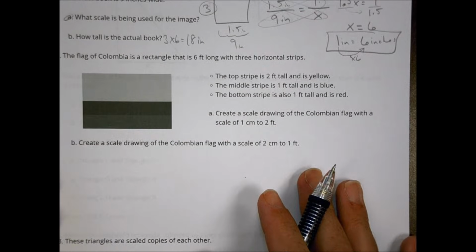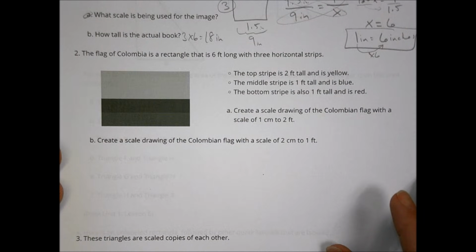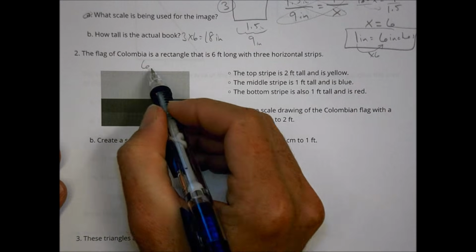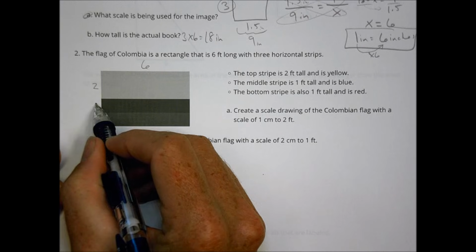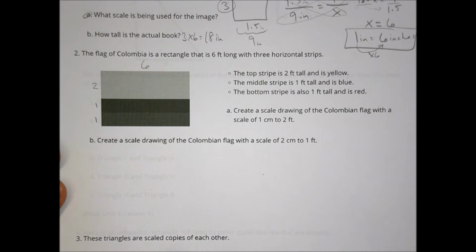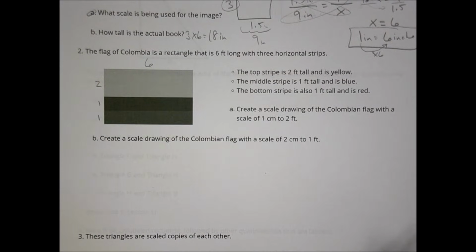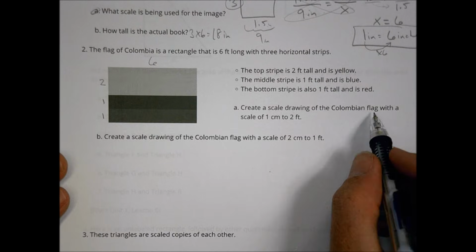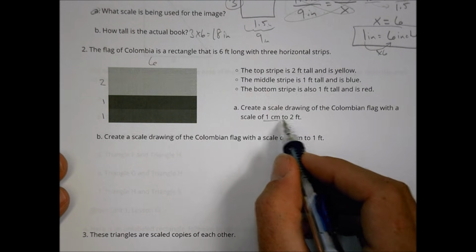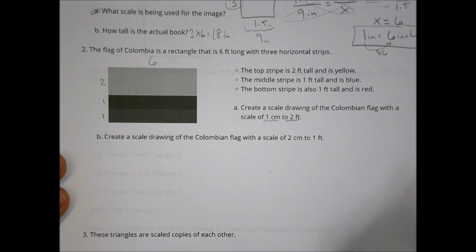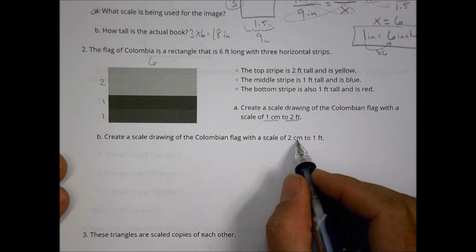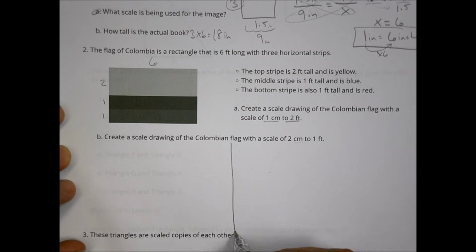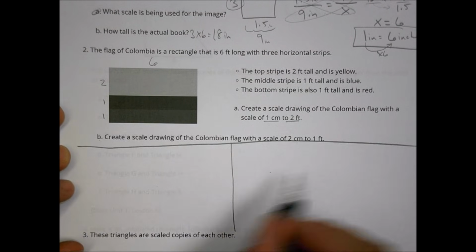Number 2, we have the flag of Colombia. It's a rectangle that is 6 feet long with 3 horizontal stripes. The top stripe is 2 feet and the other ones are 1 and 1. So that's what that looks like there. It says to create a scale drawing of the Colombian flag with a scale of 1 centimeter to 2 feet. That's our first part there. So I can see B says make 2 centimeters 1 foot. So I'm going to break my paper part here just so I have some space to work with, okay?